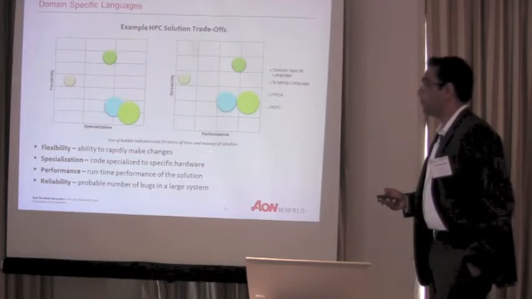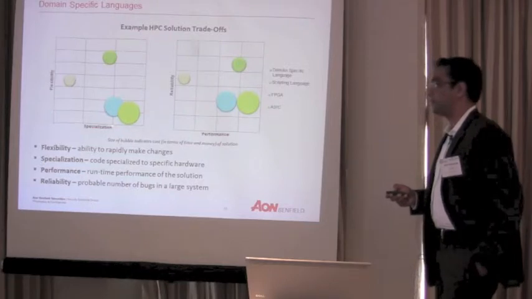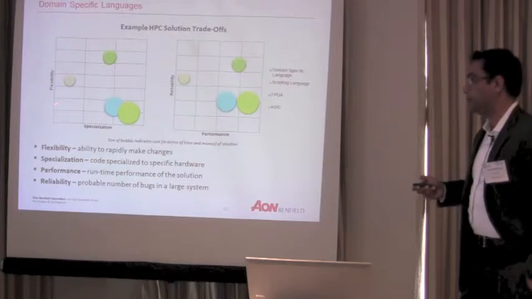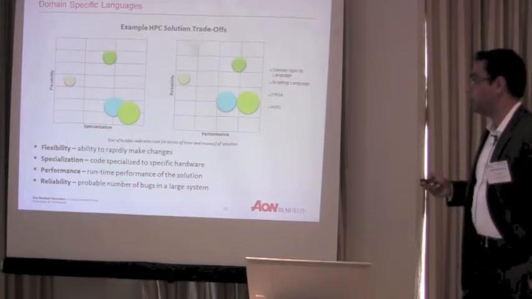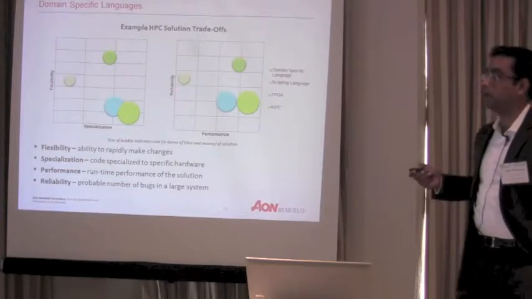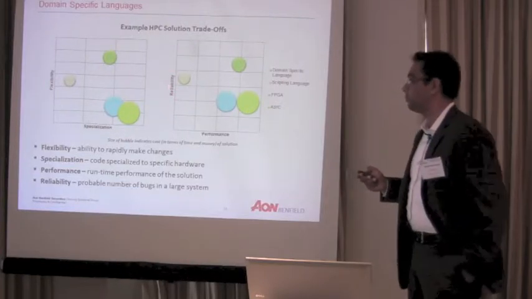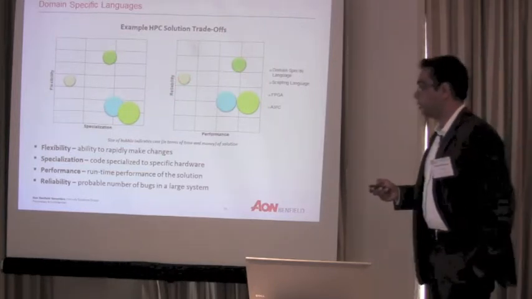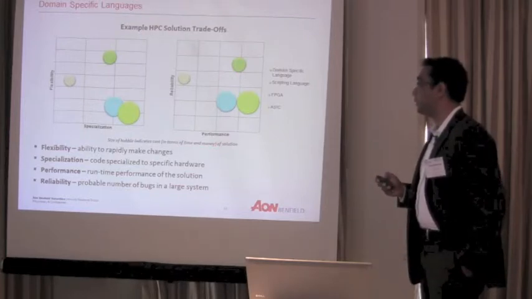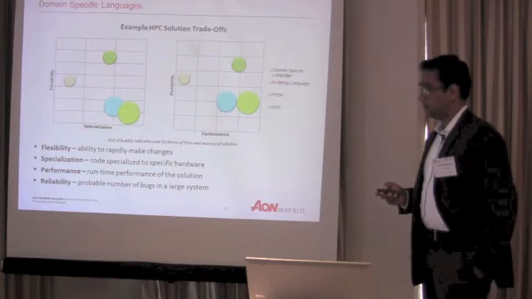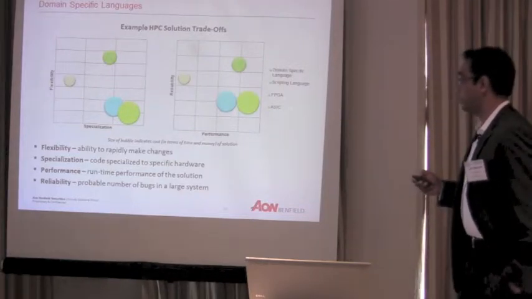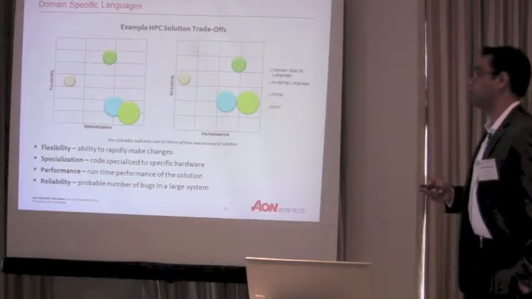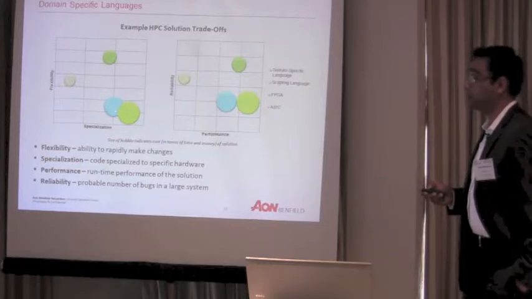So looking at four dimensions here: specialization is hardware specific code, so the more of this, the worse. Flexibility is about rapidly making changes. Reliability is, the end artifact of whoever built that thing, how reliable is it likely to be? Or is it going to be full of bugs, like memory leaks or something? And then the performance. These are not based on real numbers, they're just illustrative, but we're looking at domain-specific languages, scripting languages like Python, field programmable gate arrays, and ASICs.